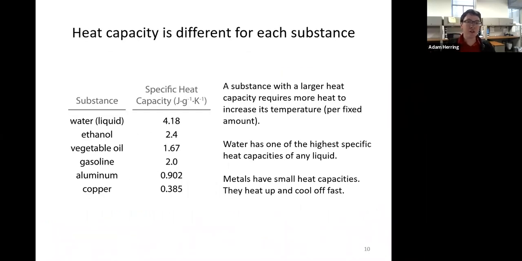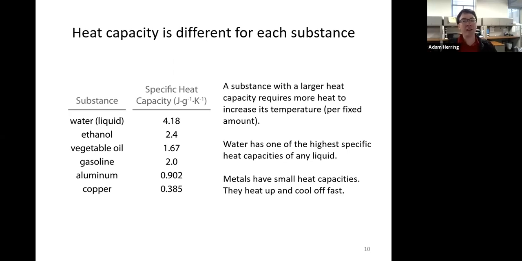As I mentioned earlier, the heat capacity for a substance is different from all other substances. So a substance with a large heat capacity will require more heat in order to increase its temperature for a given amount. Water is very special in that it has the highest specific heat capacity of any other liquid. Metals, on the other hand, tend to have very low specific heat capacities. So therefore, that's why they heat up and cool off very rapidly.